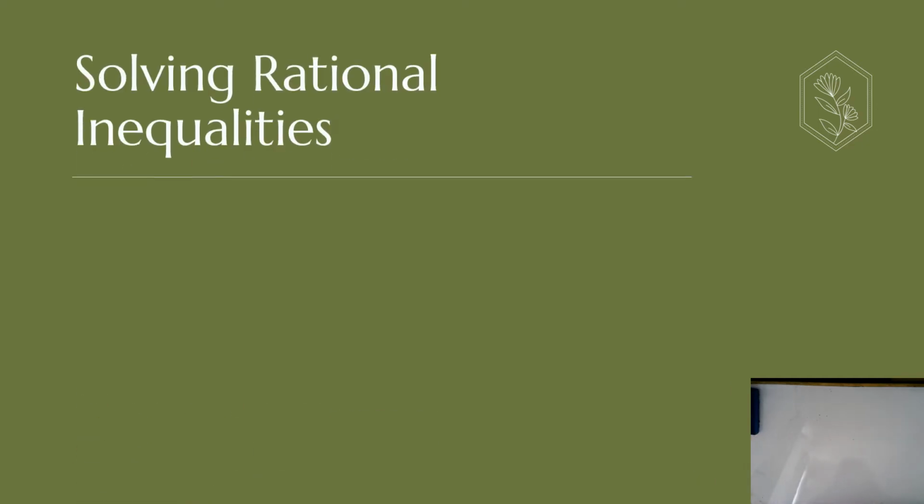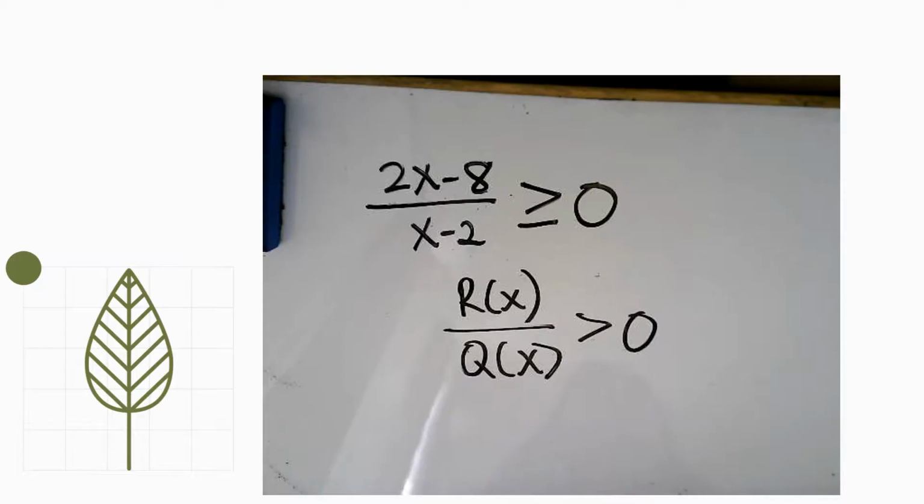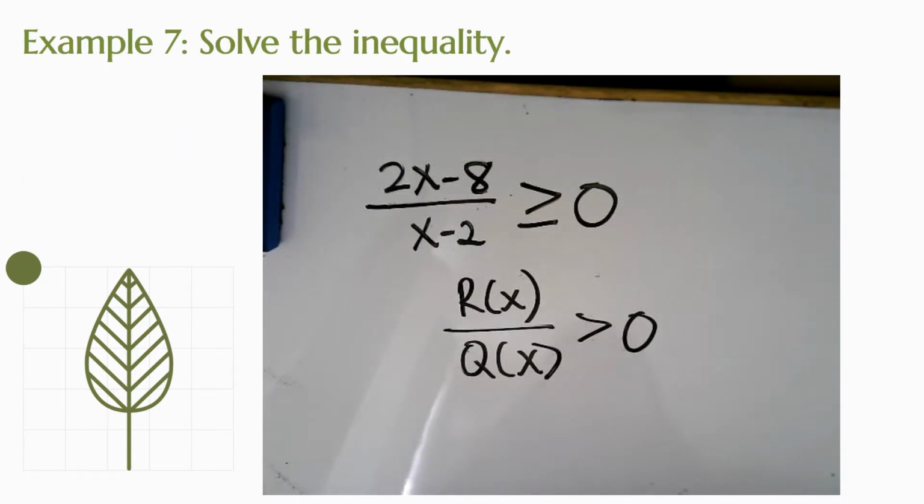Next, solving rational inequalities. A rational inequality is an inequality which contains one or more rational expressions. Solving an inequality is much like solving a rational equation, except that there are additional steps that focus on illustrating the solution set of an inequality on a number line. So let's have an example. Solve the inequality 2x minus 8 over x minus 2 greater than or equal to 0.